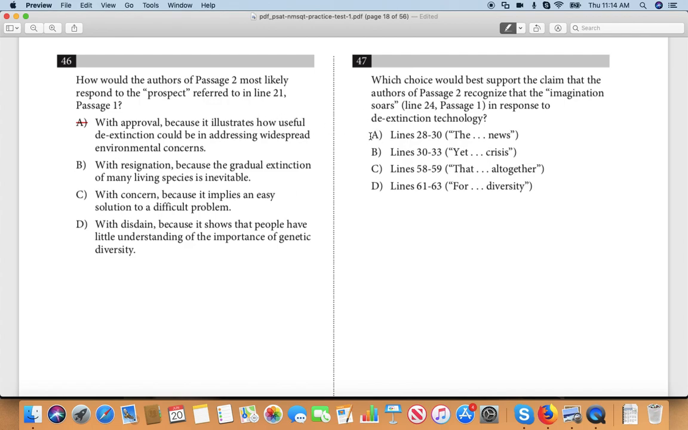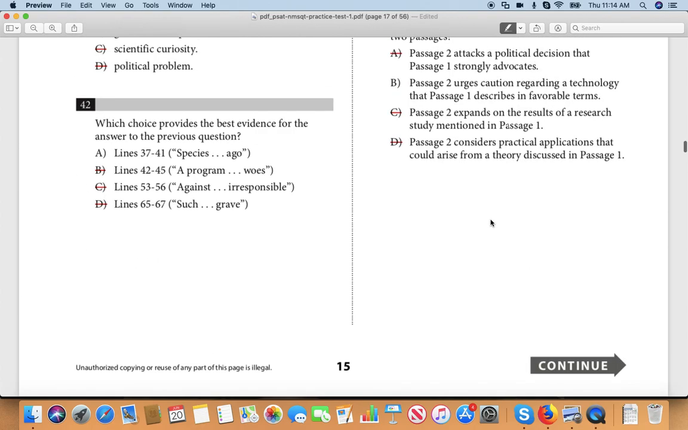They're kind of like, oh, it's a good thing, right? So a lot of people are going to pick A and A for 46 and 47. Does that make sense? Why some people might pick A and A? Yeah, but that's just not the main point of the author's passage. They're not in favor of it. They're really not. Okay. So B, lines 30 through 33.